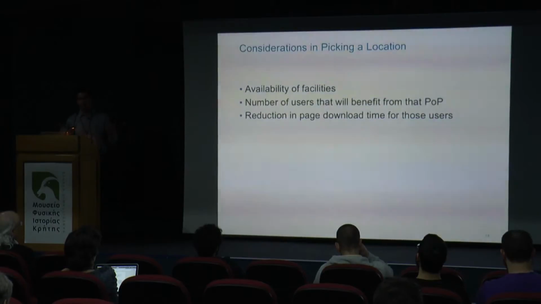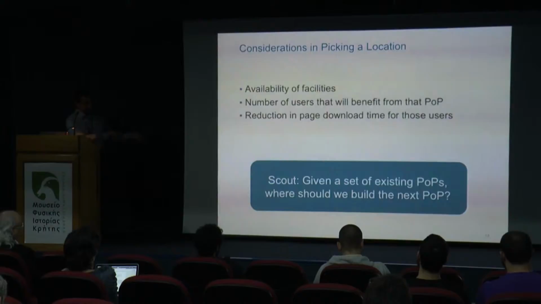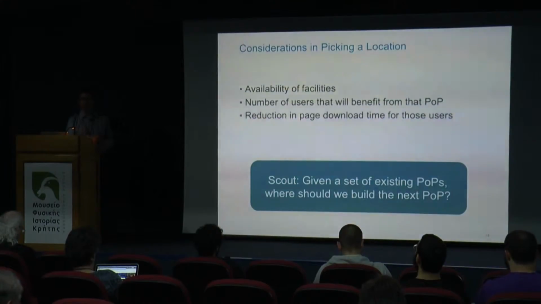So for example, LinkedIn has a lot of users in the US, so we can keep building POPs in the US, but that doesn't help after a point because we already have enough POPs in the US. So the improvement going forward for new users, for new POPs, is not that much. So again, that's the problem statement for Scout: given a set of existing POPs, where should we build the next POP? Where should the next POP be, or the next N number of POPs?